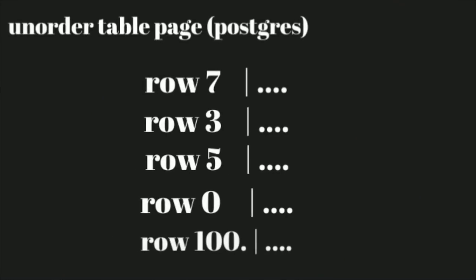What does that mean? That means if you create a table in Postgres and you insert a row, that row goes in the first location. And if you insert another row, it goes to the second location. If you insert another row, it goes to the third location. So let's say you inserted row 7, and then row 3, and then row 5, and then row 0, and then row 100. These are not ordered, and they don't have to be. When you insert them, they just keep appending in the same table. So they might fit one page or two pages, depending on the sizes. But the order is not enforced. That's what I want to talk about here. There is no order when it comes to tables in Postgres.